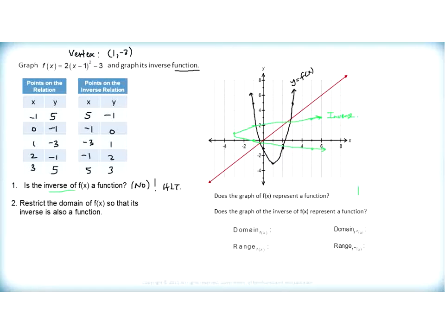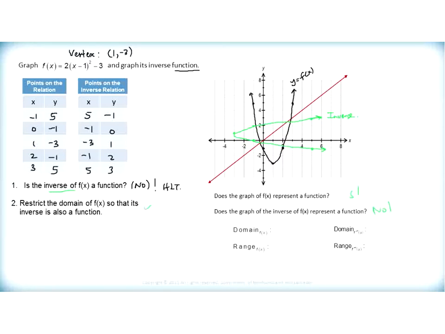It says to restrict the domain so that the inverse is a function. If I want to restrict the domain so that the inverse is a function, I need to consider what I have to do with the graph of y equals f of x so that when I construct the graph of the inverse, it will be a function. And all we simply need to do there is consider the vertex of the parabola.